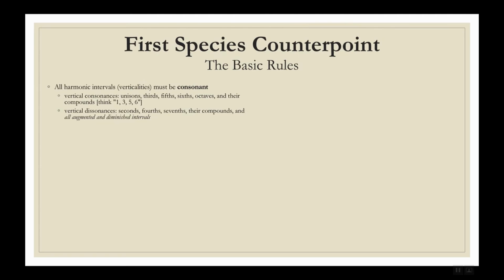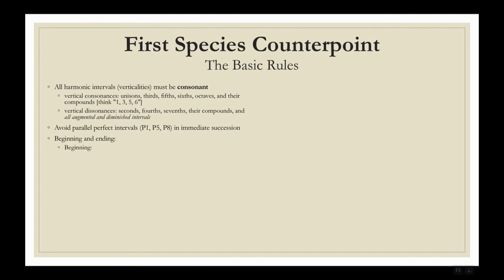The dissonances, these are things you're not going to use. I told you I was not going to talk about dissonances, but maybe that was before the intermission. Seconds, fourths, sevenths, and their compounds. So a compound second is a 9th, a compound fourth is an 11th, a compound 7th would be a 14th. And then also you're not going to use any augmented or diminished intervals. You're also going to avoid parallel perfect intervals in immediate succession. Avoid parallel fifths, parallel unisons, parallel octaves, as you know.